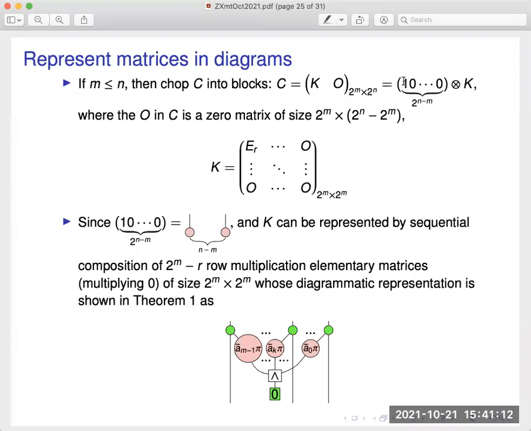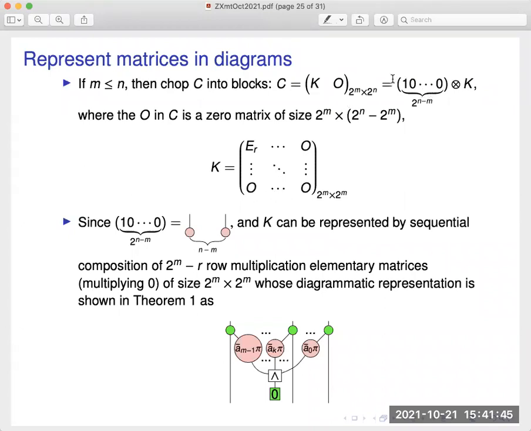It is a row vector. The first entry is 1, all the others are 0. How many entries? There are 2^n minus 2^m, and it is tensored with this K. What is K? K is just this square matrix, and on the diagonal they are just the elementary matrix of order R.